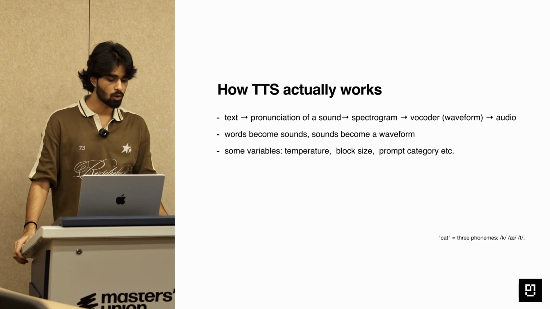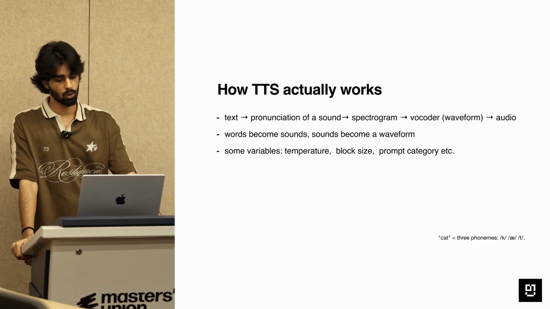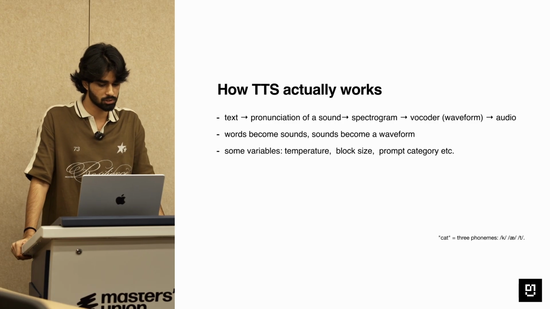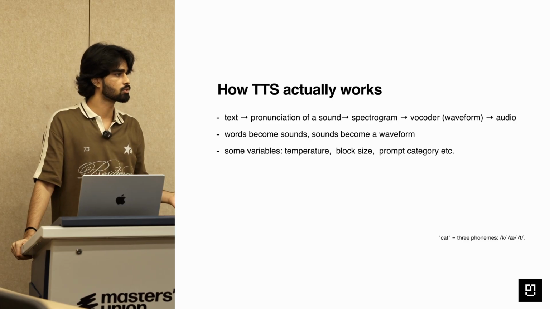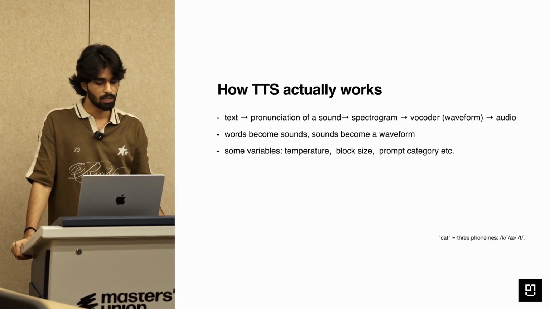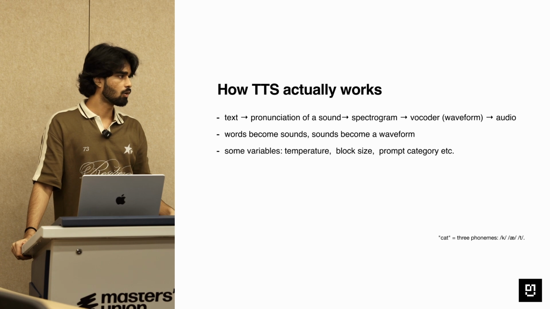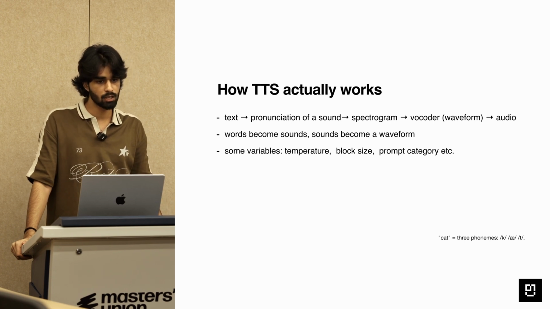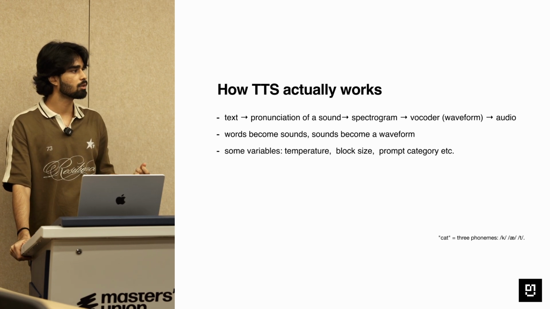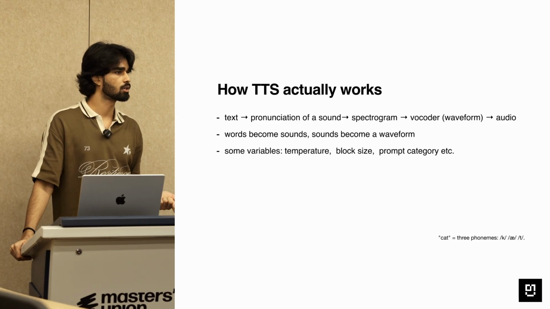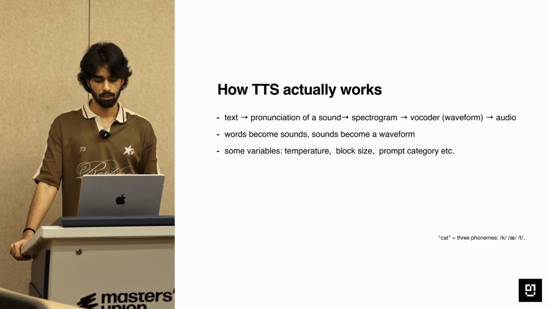Some variables you can toggle are temperature, block size, and prompt category. As simple as that, the block size is the chunk size of the waveform you want to get. Temperature is for how models work, and prompt category can be, is it a conversational model? Are you using it for conversation? Are you using it for storytelling? Something like that.